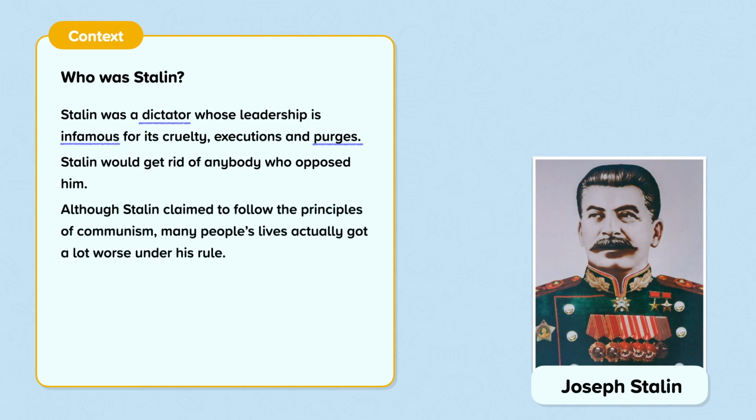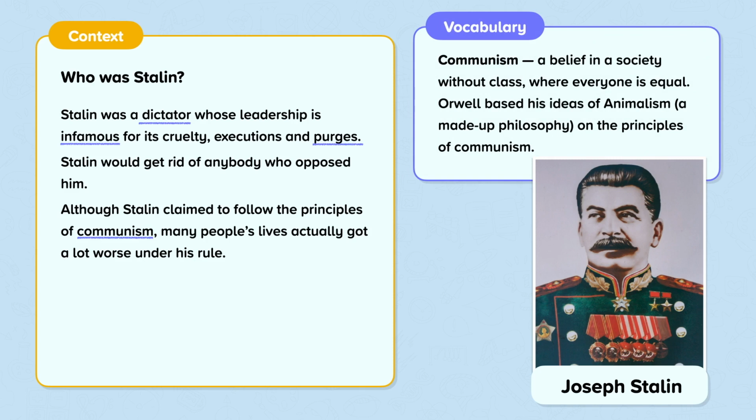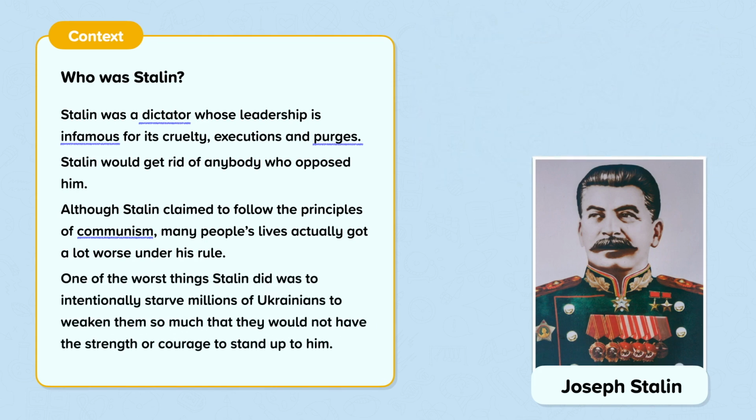Although Stalin claimed to follow the principles of communism, many people's lives actually got a lot worse under his rule. Communism is a belief in a society without class, where everyone is equal. Orwell based his ideas of animalism, which is a made-up philosophy, on the principles of communism. One of the worst things Stalin did was to intentionally starve millions of Ukrainians to weaken them so much that they would not have the strength or courage to stand up to him.